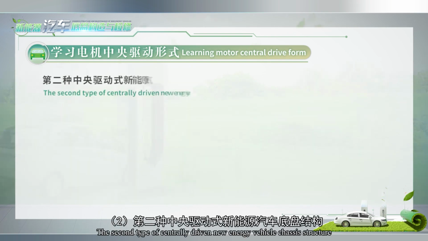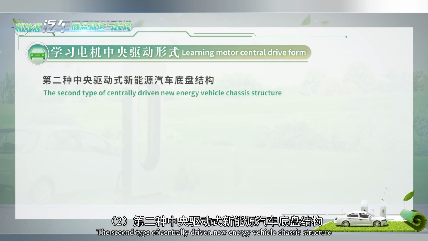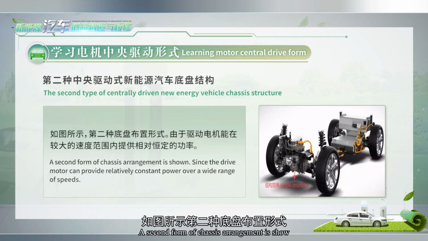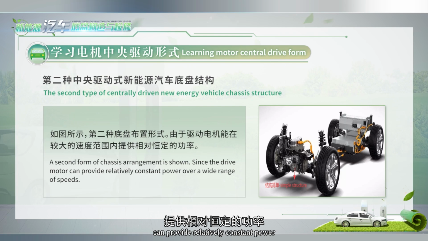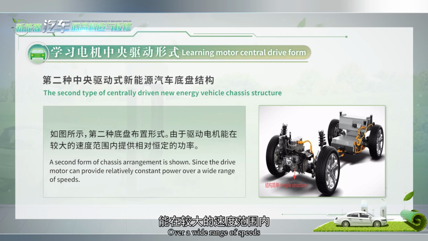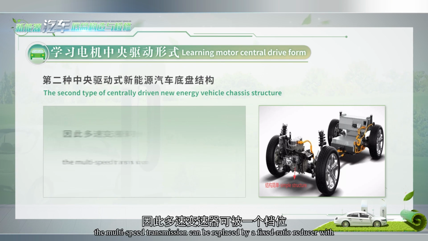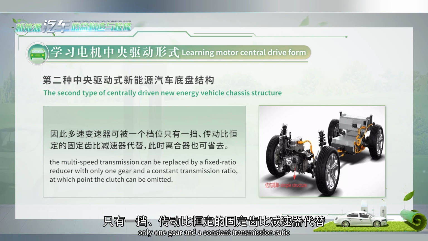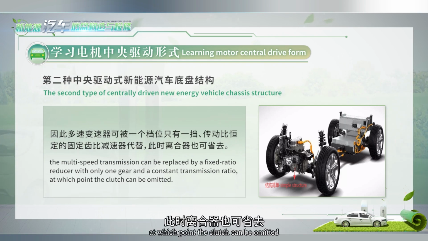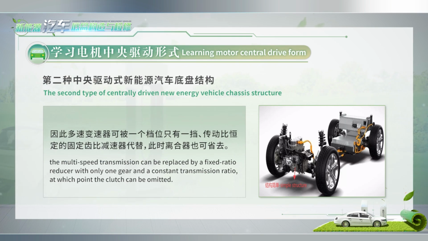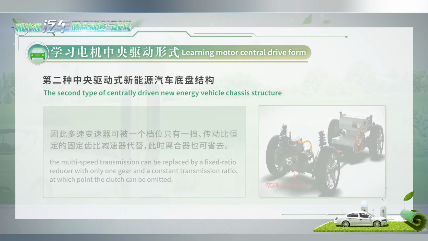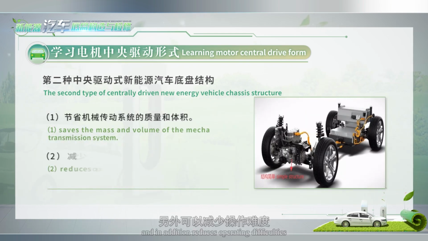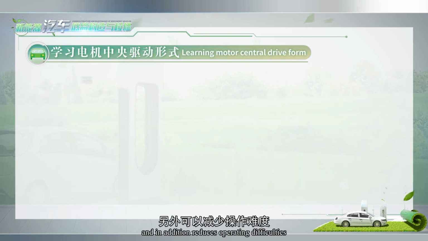2. The second type of centrally driven new energy vehicle chassis structure. A second form of chassis arrangement is shown. Since the drive motor can provide relatively constant power over a wide range of speeds, the multi-speed transmission can be replaced by a fixed ratio reducer with only one gear and a constant transmission ratio, at which point the clutch can be omitted. This form of drive saves the mass and volume of the mechanical transmission system, and in addition reduces operating difficulties.